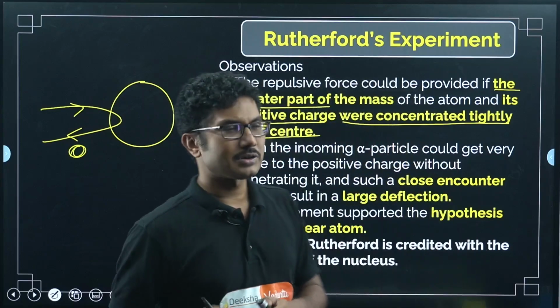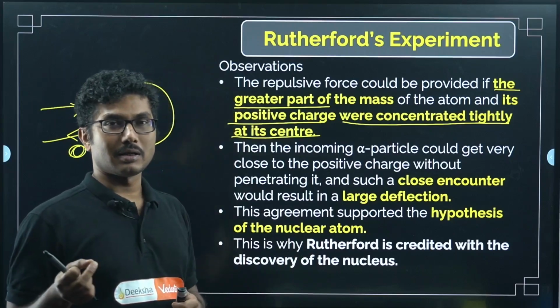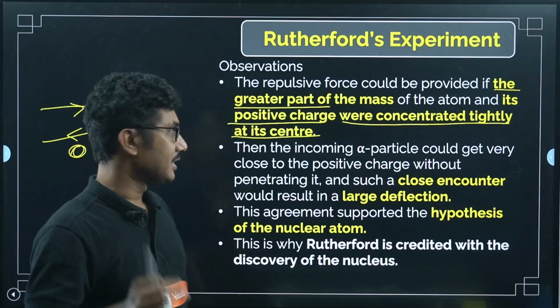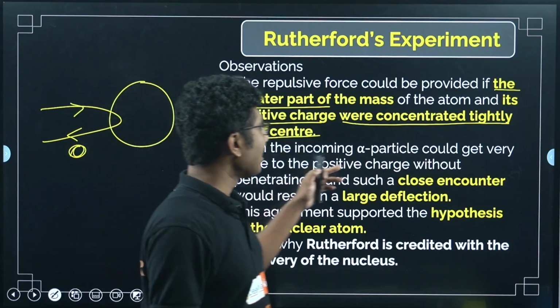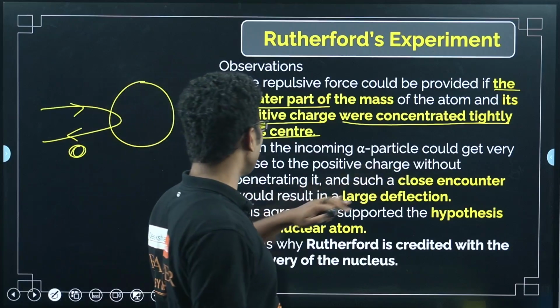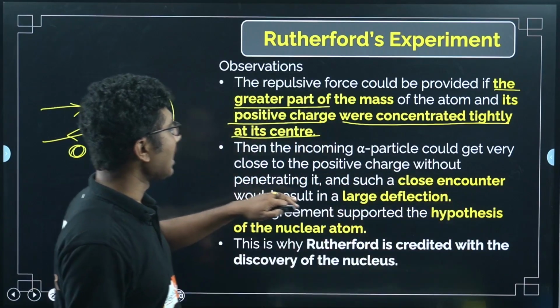Okay, this is a very good approximation, a very good analogical approximation. Not correct as per mathematical correctness, but analogy-wise, it is a very correct explanation. Then the incoming alpha particle could get very close to the positive charge without penetrating it, and such a close encounter would result in a large deflection.